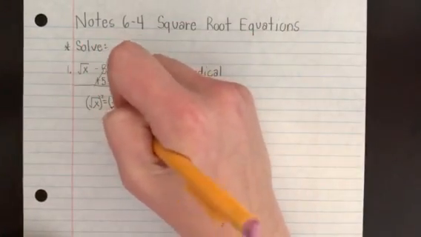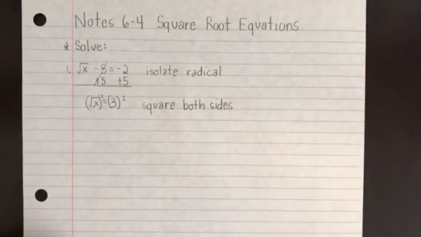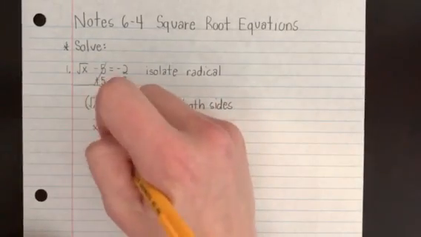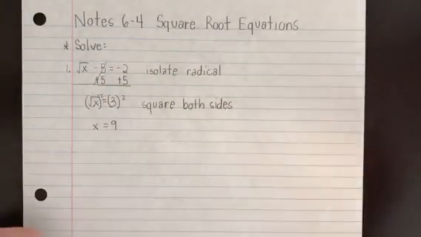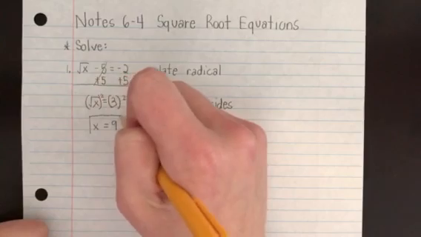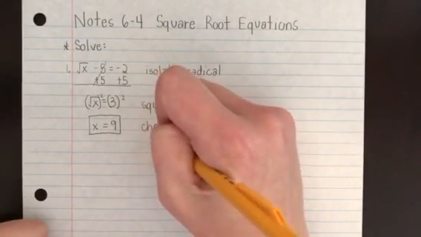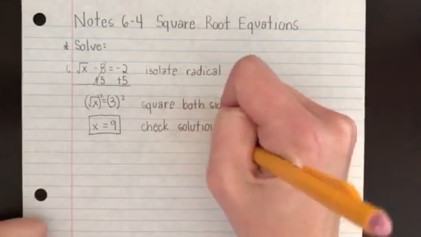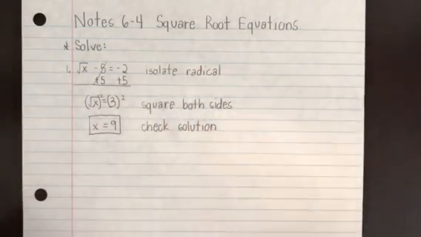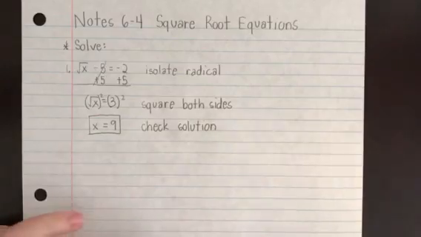So square the left, square the right. The square root and the square are inverses, so they cancel each other out. We get x equals 9. So we are going to box this solution and call it our answer, but you always need to check it. Check your solution, because as we're working with square root equations, we will be getting some extraneous answers. So we always need to go back and plug that into the original and make sure it works.